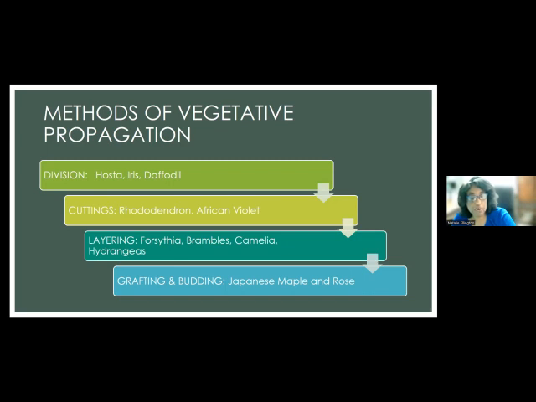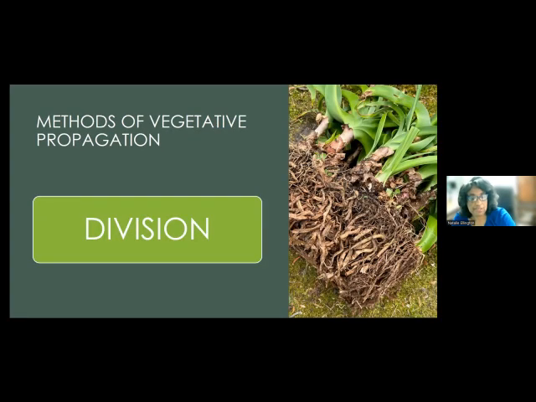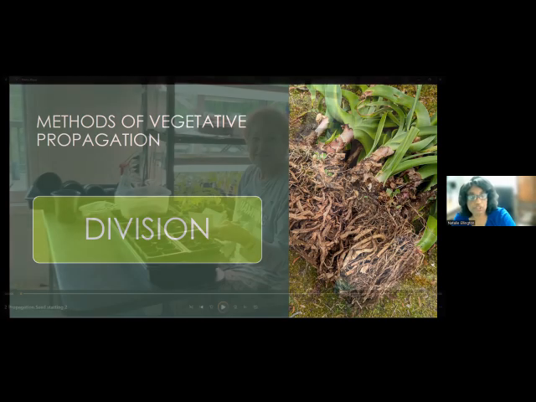Not all plants will propagate vegetatively, and not all vegetative methods will work for all species. Let's look at the division method. With this method, whole plants are literally divided into multiple new plants that have both roots and shoots. This next video is a demonstration that shows you how.